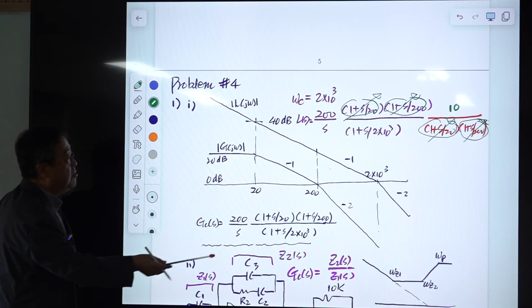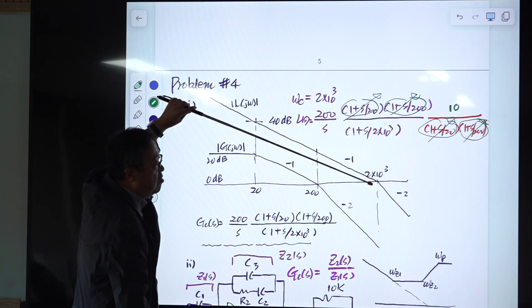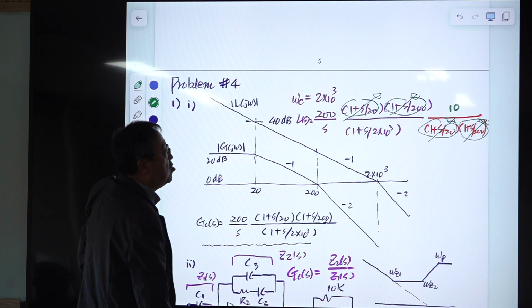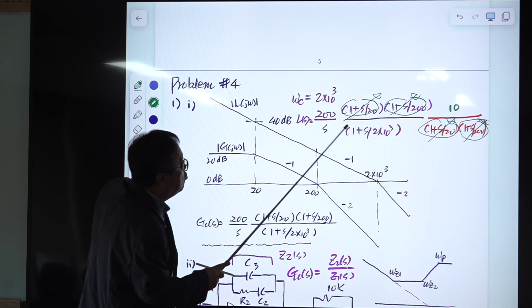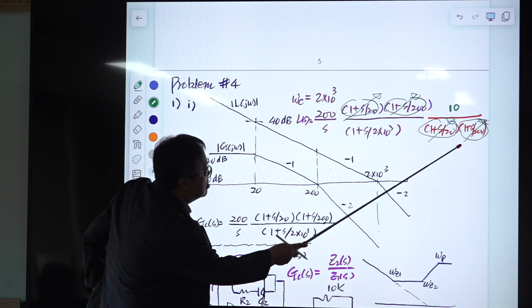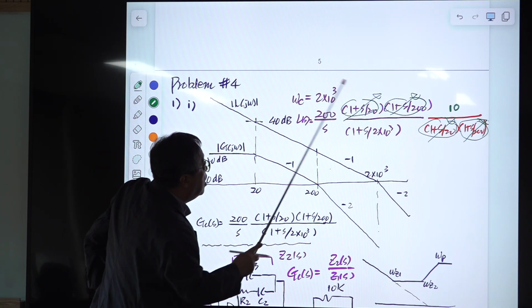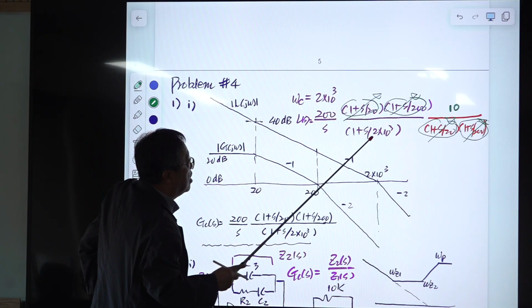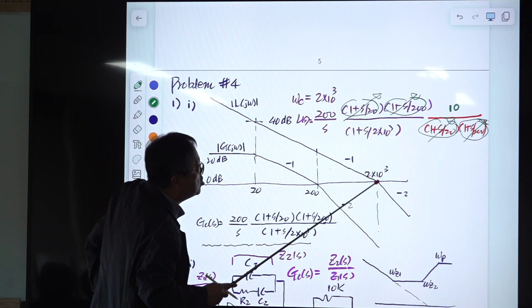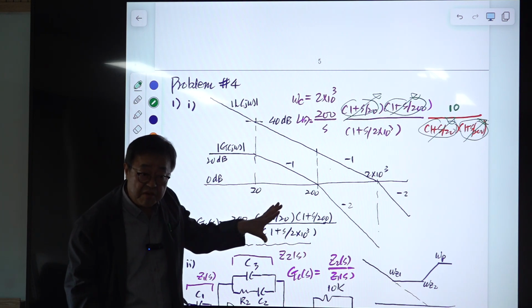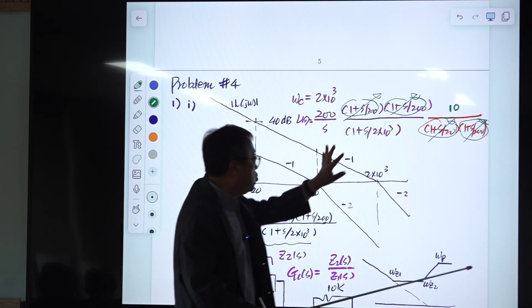Okay? And place a pole here. Here we have a -2 slope. Okay? Then we have a 45-degree phase margin. So we select this one. It comes from here, so it's known, and it comes from this specification, and place one additional pole here to get a 45-degree phase margin.